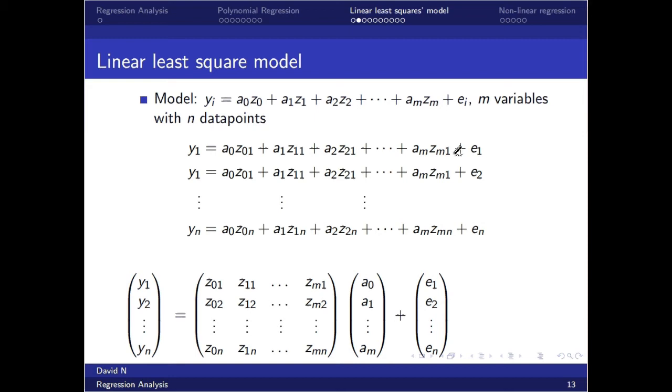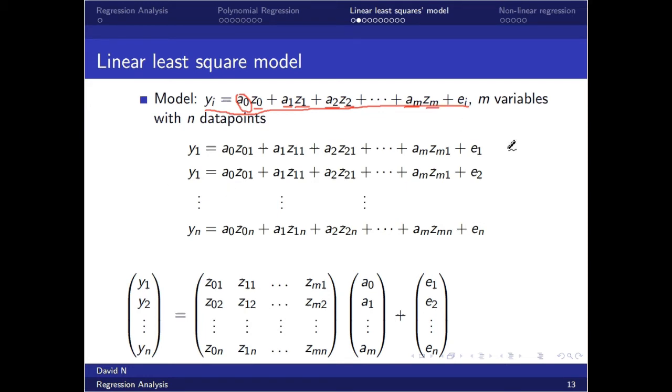Now, the model equation for the linear least squares model is shown here. Here, a0 is the model coefficient. It is multiplied with z0. z0 is the independent variable. We have a1 to be another model coefficient. We have z1. a2 is the model coefficient. z2 is the independent variable, and we have this until am. am is the model coefficient, and then zm is the independent variable.